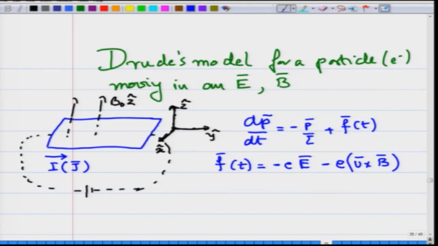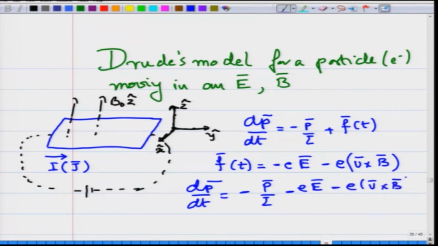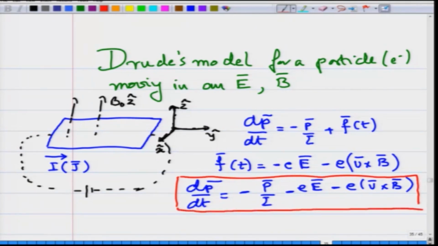Okay. So, the force which is acting on the system is this, and now we can put it back in the equation of Drude's model, and you will get dp by dt, which is minus p divided by tau minus E times the electric field minus E V bar cross B bar. Okay. This is your full expression for how your momentum is going to evolve when you have applied a static DC electric field and a DC magnetic field.